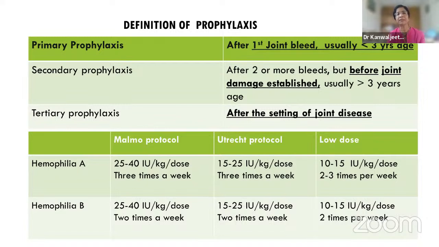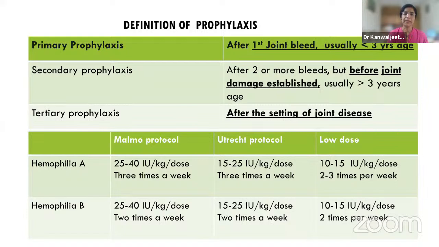Prophylaxis can be primary, that is, after the initial diagnosis of the first joint bleed, you promptly investigated the patient and the patient was started on factor VIII replacement, usually before the child is 3 years old. Secondary prophylaxis is when the workup was delayed or the resources were limited, and prophylaxis was started after 4 more bleeds, but the joint damage was established, usually in an older child. Tertiary prophylaxis is after the setting of joint disease. It is important to know the category because it helps us compare the results of prophylaxis among different studies.